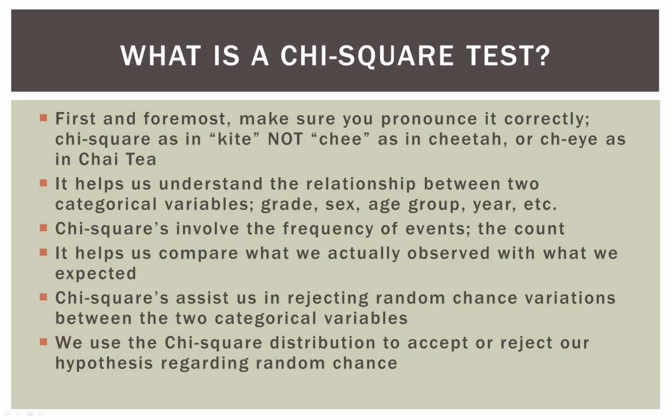And we use the chi-square distribution, which we didn't talk about. It's not important to what we're doing, to accept or reject our hypothesis regarding random chance. Basically, what that means is that we were able to put into Excel our degrees of freedom and our p-value, and it generated a critical chi-square value that we had to surpass in order to reject our null. That's all that little thing means down there. Okay? So that's a review.